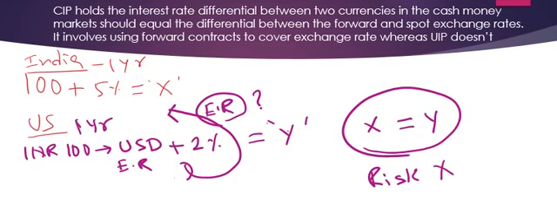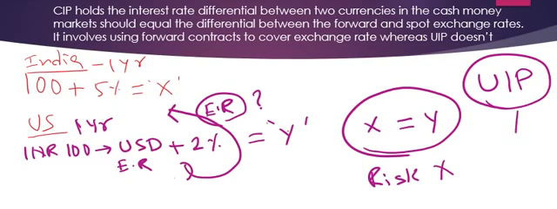But if you talk about UIP, which is uncovered interest parity, in this case the difference is that the forward exchange rate is replaced with the expected exchange rate. So here there is no such risk coverage and you are going to calculate with the actual exchange rate after 1 year. Hence this is what we call uncovered interest parity. So this is all about CIP and UIP.